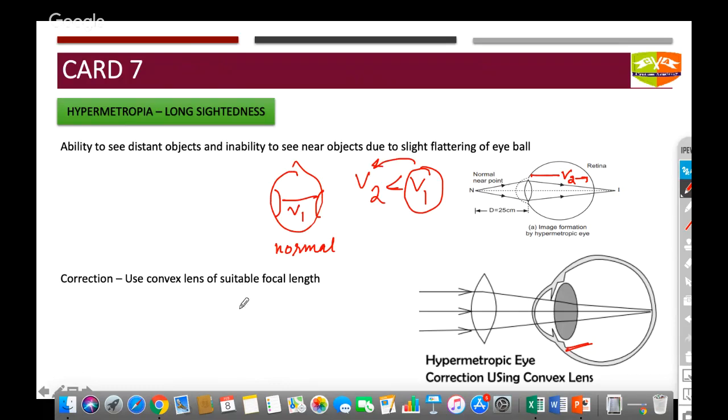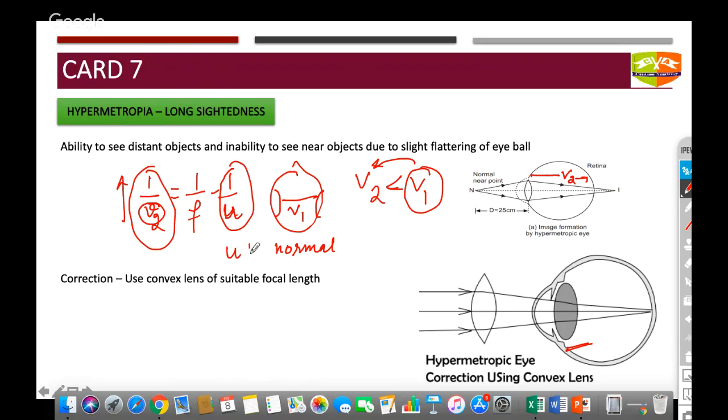And how will it decrease to V2? So what happens is 1 by V is equal to 1 by F minus 1 by U. Now this V2 has to decrease. If this V2 has to decrease, it means that 1 by V2 will increase. This complete thing will increase. To increase this, I have to reduce this subtraction part. To reduce this subtraction part, I have to increase U. So what I'm trying to say over here is, if the eye is able to see distant objects, anything which is nearer to it has to be taken at a certain distance, so that the eye can view it properly.